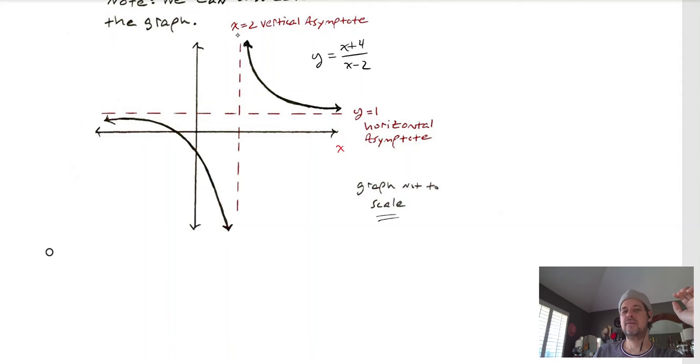And for this graph, it happens to have a vertical asymptote at x is equal to 2. So there's a vertical line right here that goes through 2 on the x-axis. And it happens to have a horizontal asymptote at y is equal to 1. Okay, so in the outward direction, in the horizontal direction, the graph curves towards this horizontal line that goes through 1 on the y-axis. So those are some basic features of the graph.